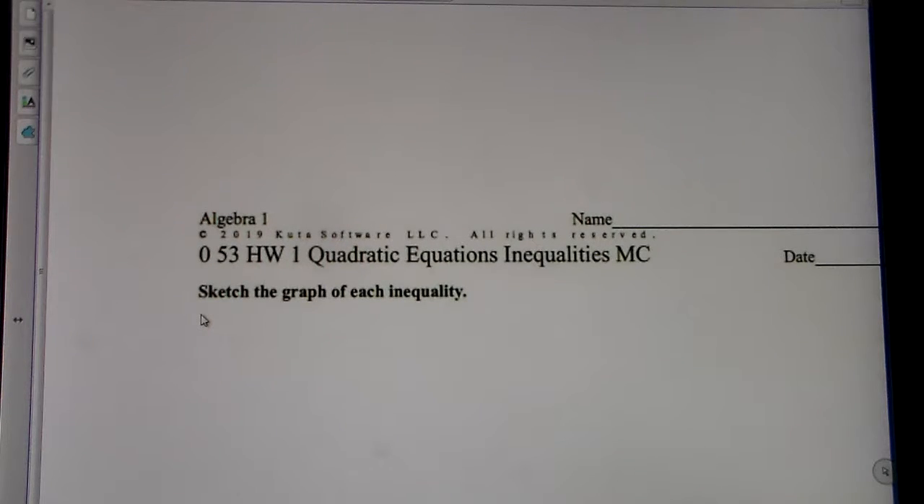Alright, ladies and gentlemen, this is O53 HW1 Quadratic Equations and Inequalities. And this is the homework. We're going to go over the first couple problems of the homework to make sure we feel comfortable with it and we're reviewing our work correctly.